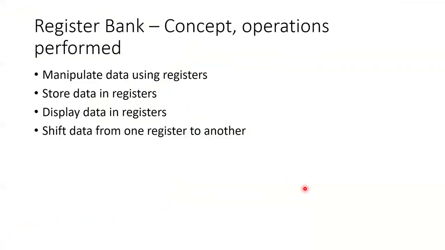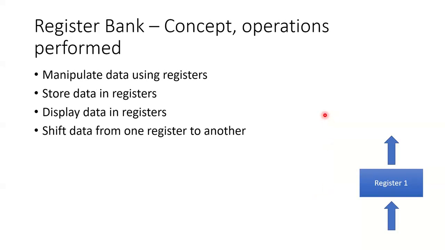Alright, so the concept of a register bank is that we saw that we can store data in the register, right? Now the concept of this register bank is that we have a bank of registers, which means that we have multiple registers, and we should be able to put data in the register, take data out from the register, and shift data from one register to the other. So imagine you have this register 1, so you should be able to put data in the register, take it out from the register and display it on the 7-segment display or the LEDs.